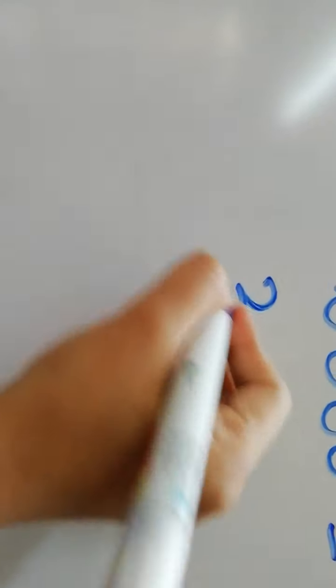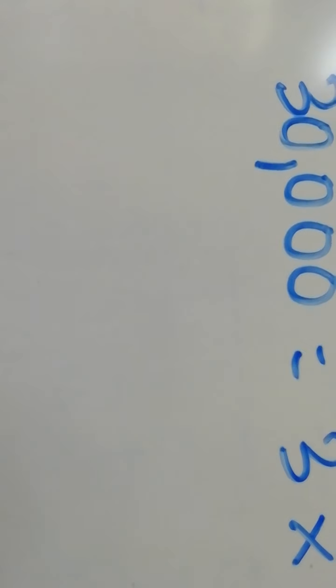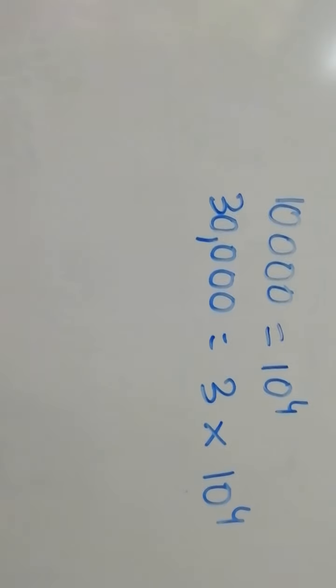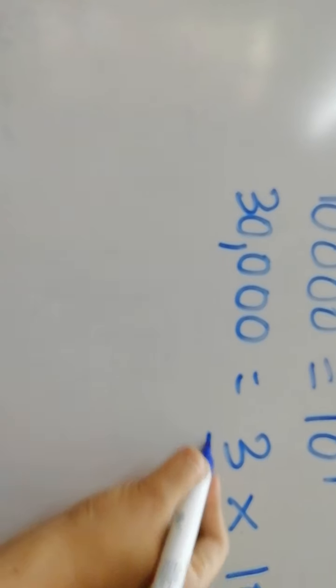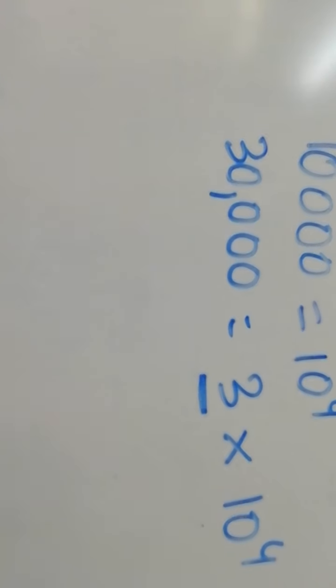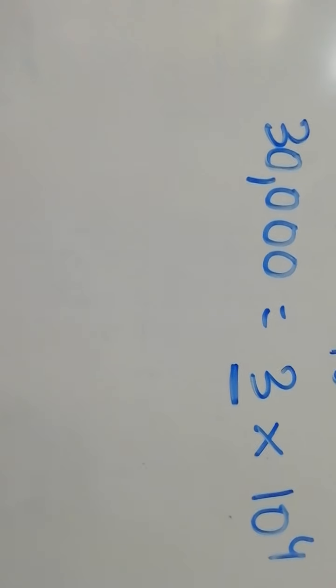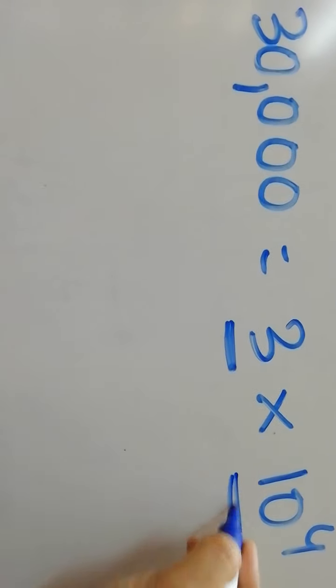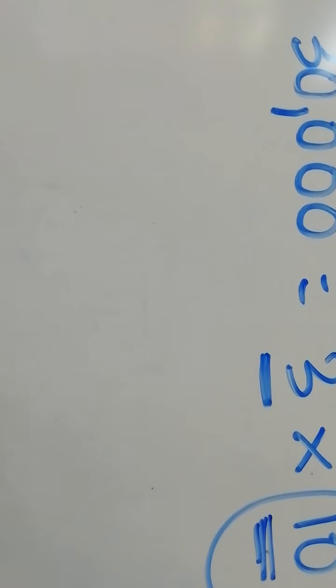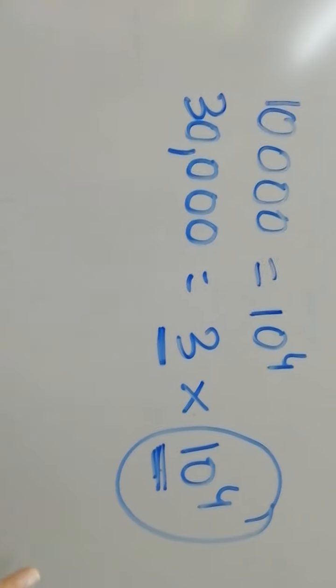If it is 30,000, how will you convert this into standard form? 3 into 10 raised to 4. Always remember, in standard form, first number will be always in single digit, and then if there are more numbers, it will be in form of decimals. And this base, in order to convert it into index form, it's very important that base is in form of 10. Let's do more examples so you all will be sorted.